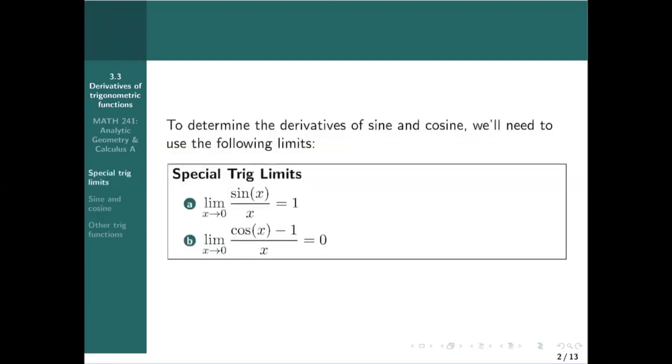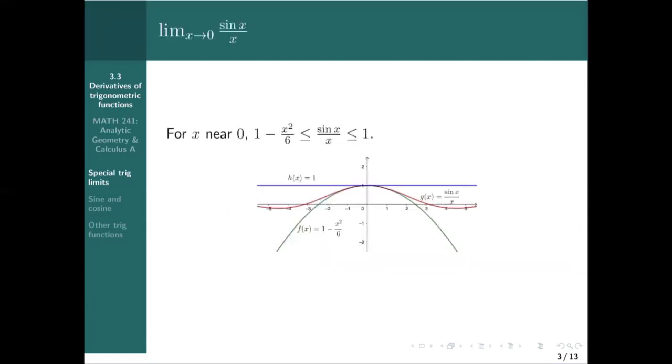So like I said, to determine the derivatives of sine and cosine, we are going to need to use two special limits. The first one says the limit as x goes to 0 of sine of x over x is equal to 1. And the second one is the limit of cosine of x minus 1 over x as x goes to 0, and that is equal to 0. So let's see the first special trigonometric limit.